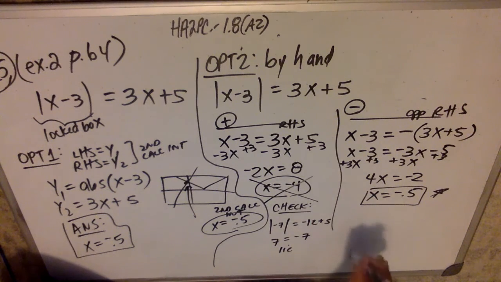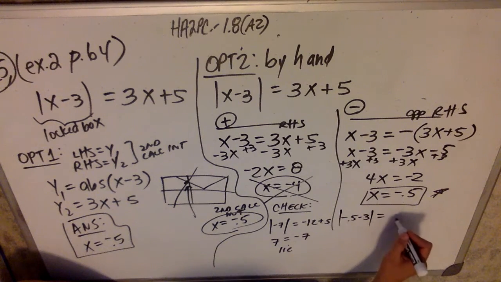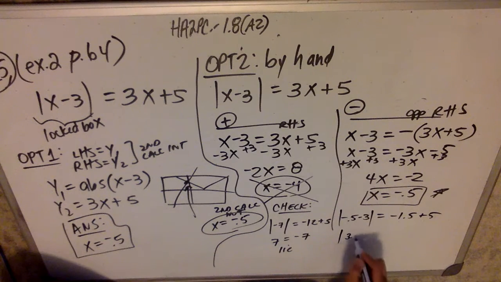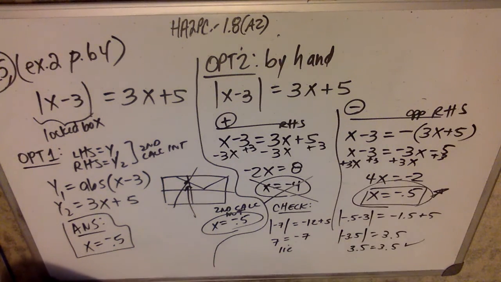If I check negative 0.5, I'm going to get negative 0.5 minus 3 inside that absolute value equals negative 1.5 plus 5. So that's the absolute value of negative 3.5 equals 3.5. And sure enough, I get 3.5 equals 3.5, which works, which is why this is the only answer. Again, it's not wrong to do it in either method, but be aware that if you do this by hand, you're probably going to have to check your work to make sure that there aren't extraneous answers.